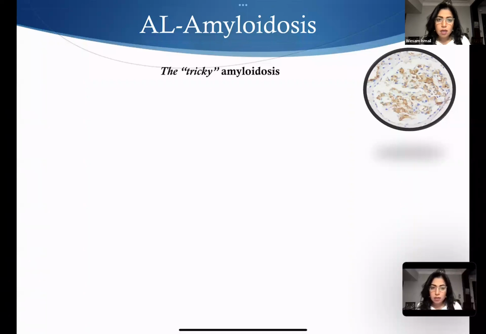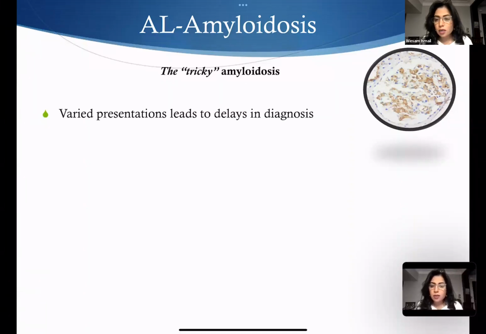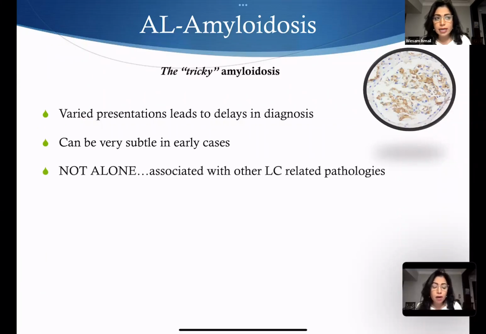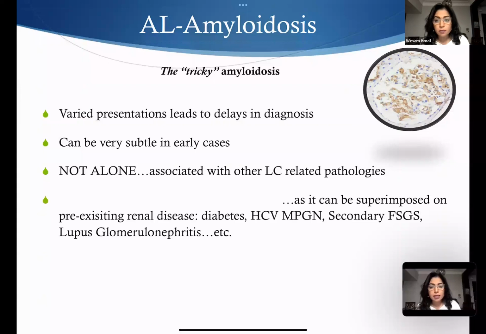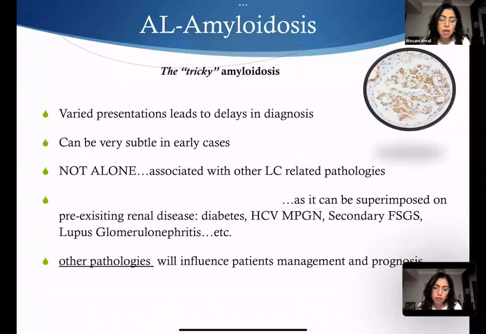Next. Now, I call AL amyloidosis the tricky one. This is not a straightforward amyloidosis, because it has a lot of varied presentations, which leads to delay in diagnosis. It can be very subtle in early cases, and it can be missed and diagnosed as minimal change disease. It sometimes doesn't come alone, so you can have it associated with other light chain related pathologies, like all the ones we've mentioned. You can have COST, you can have MIDD, and you can have light chain proximal tubulopathy. You can have other pathologies in the kidney.